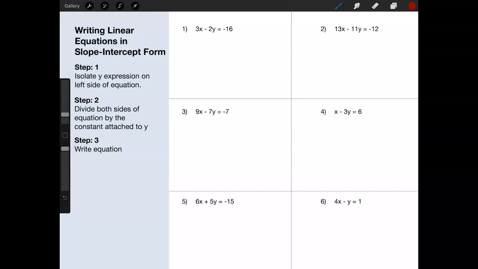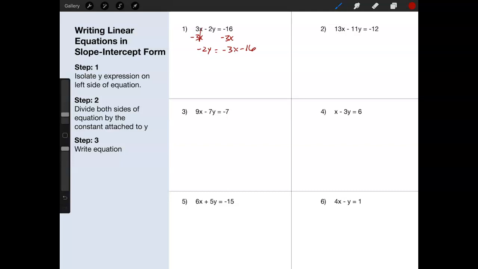Example number one. 3x minus 2y equals negative 16. Now when I say I want to get the y expression by itself, it means I want to subtract everything that's not the y expression. In this case, I want to subtract 3x from both sides. This cancels and I'm left with negative 2y equals negative 3x minus 16. You always want to put the x first because y-intercept form or slope-intercept form is y equals mx plus b.